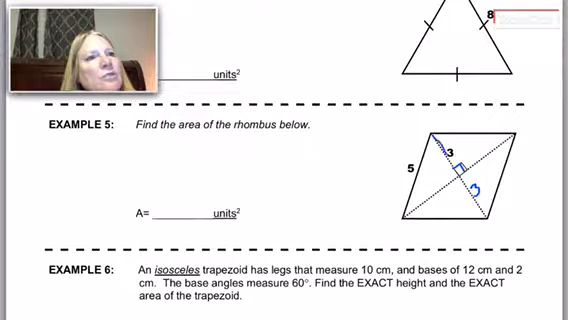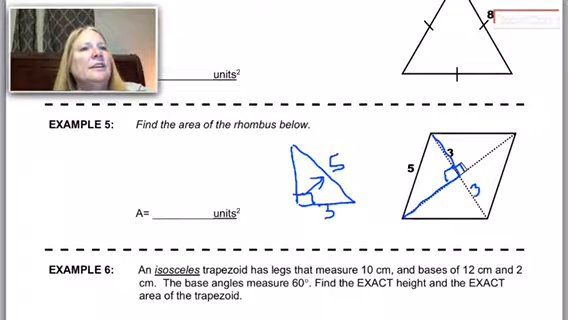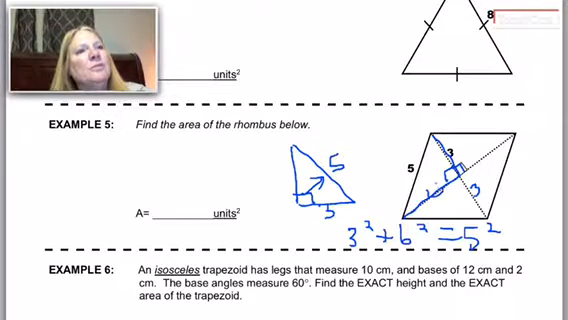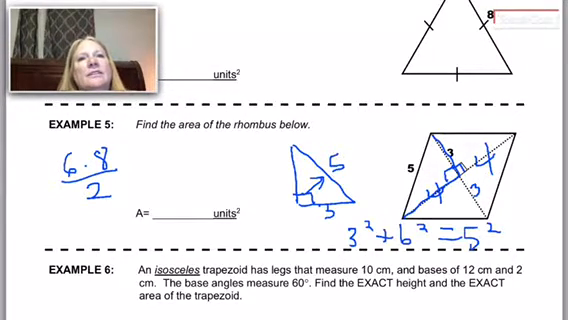We're going to use this right triangle right here and do the Pythagorean theorem. It is a triple, but make sure, I'm going to draw it here, that you understand that the 5 is across from 90. And so this would be 3 squared plus b squared is equal to 5 squared. And it is a triple, so it is 4. So one diagonal is 6, the other diagonal is 8, divided by 2. So 48 divided by 2 is 24.